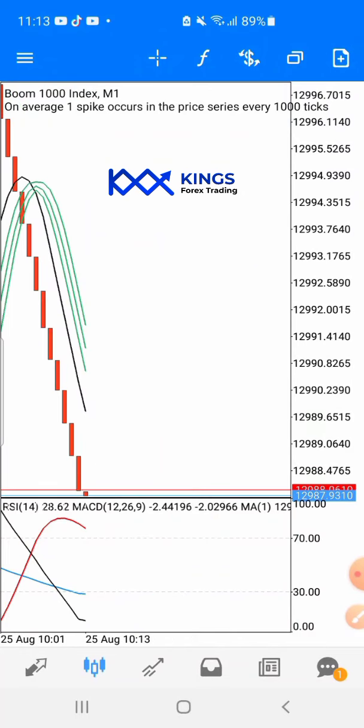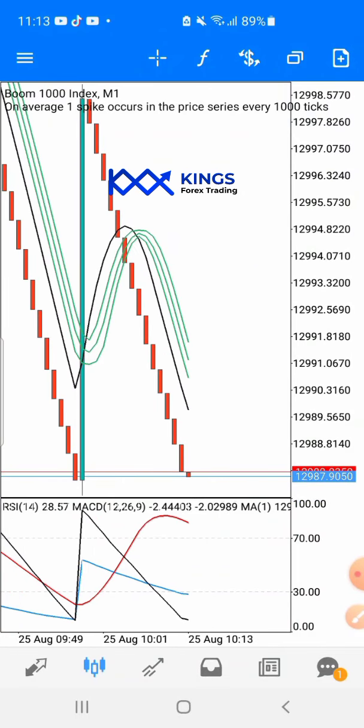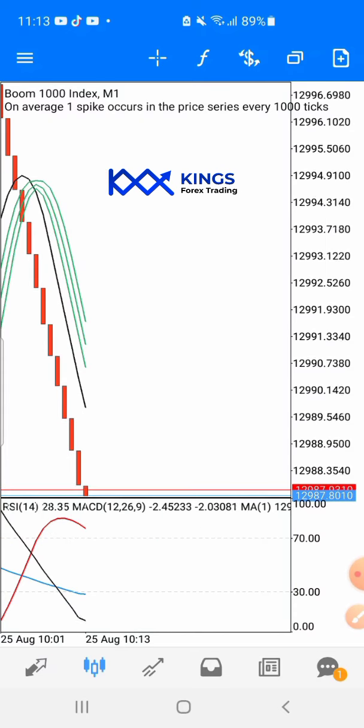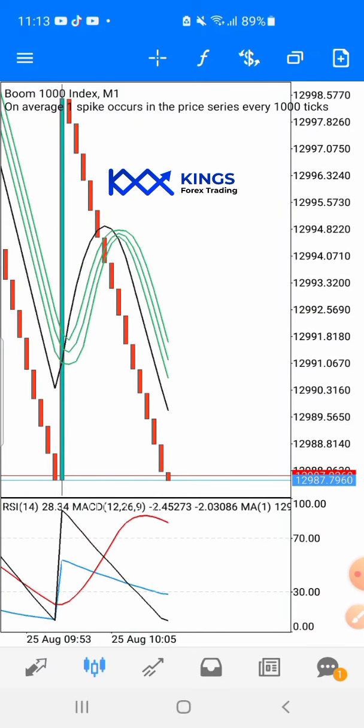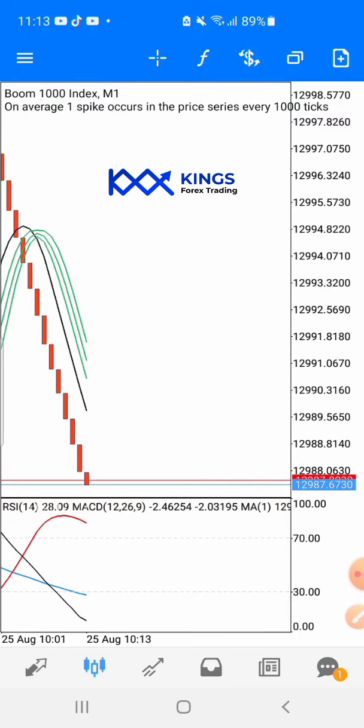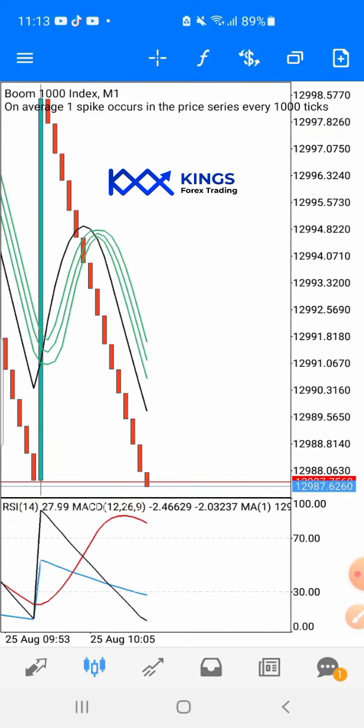All right, so I actually enhanced the strategy in such a way that if you fail to check the trend, the second setup I have here is going to help you avoid being caught by spike. So using the previous strategy, remember I will drop the link to the video in the description. If you have not watched the first video, check out the link down in the description of this video.